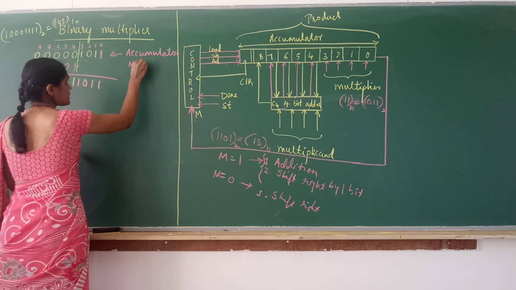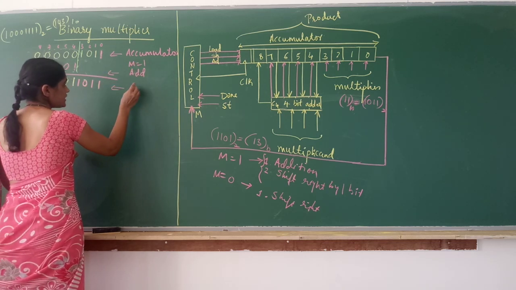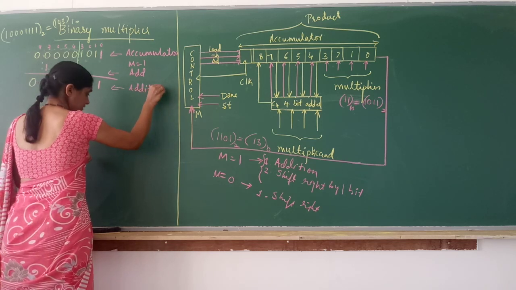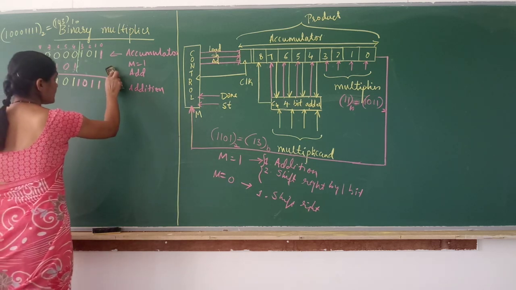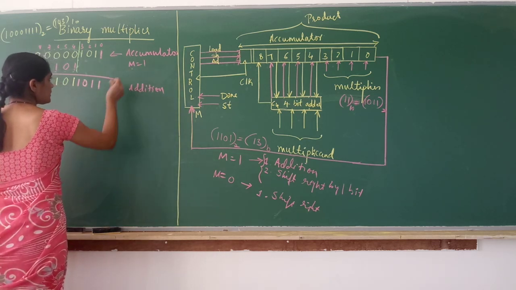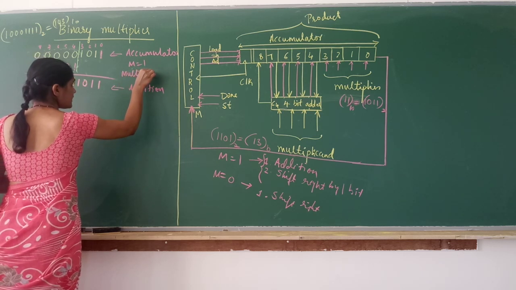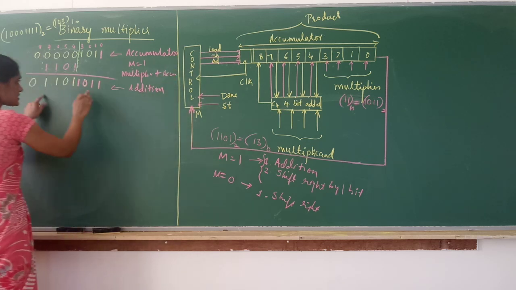Okay, since m is equal to 1, first add. So this is add. Addition answer. Since m is equal to 1, the multiplier will be added. Multiplier plus accumulator content. 4 bits will be added. This is the addition answer.